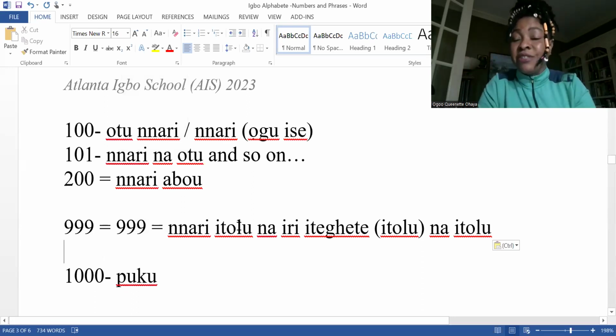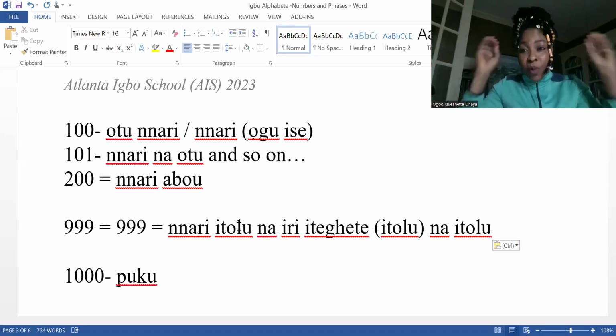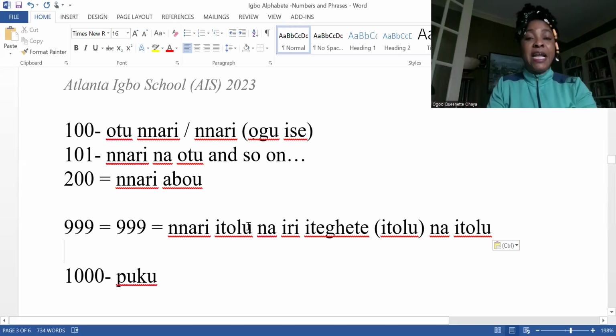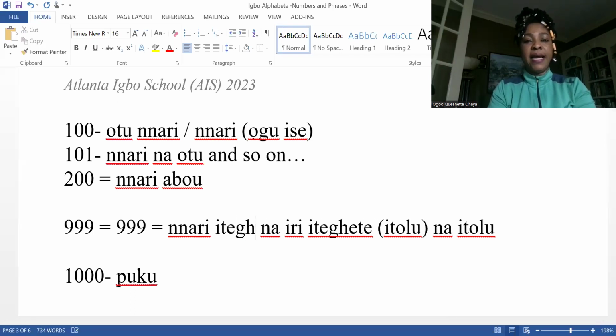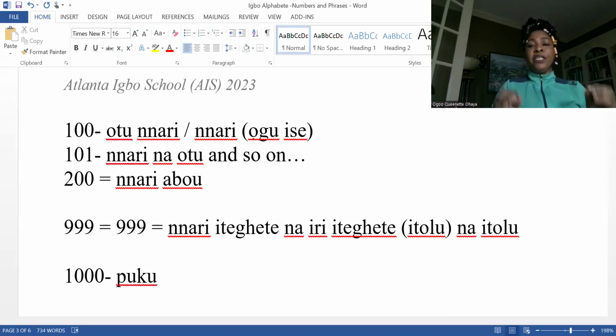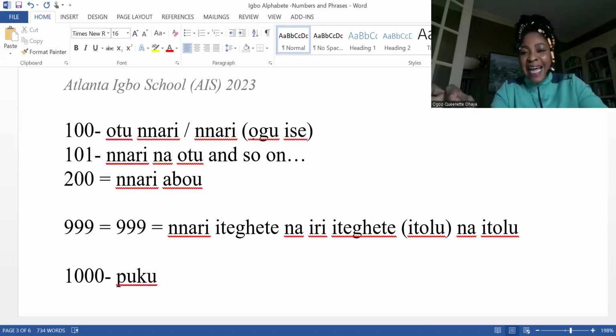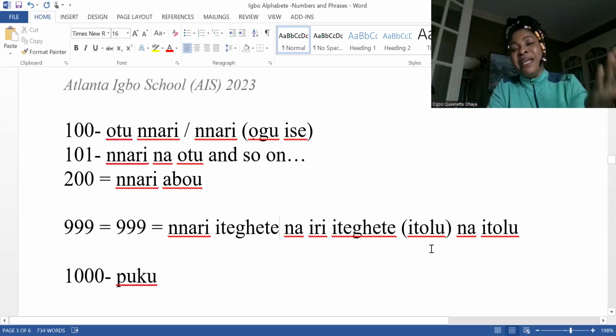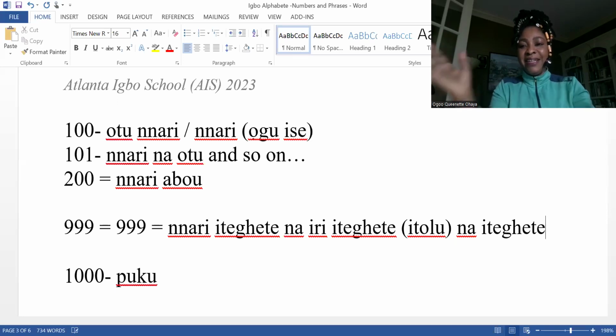Chinua used iteghete. Don't forget we said iteghete, itolu, itenani, they are the same. So Chinua is right. Chinua likes using iteghete, and we're going to use iteghete for Chinua. Chinua said, narị iteghete, na iri iteghete, na iteghete. So it means itolu or itenani. Don't forget they mean the same thing. Just pick the one you like and say it, okay? All right, there you go.